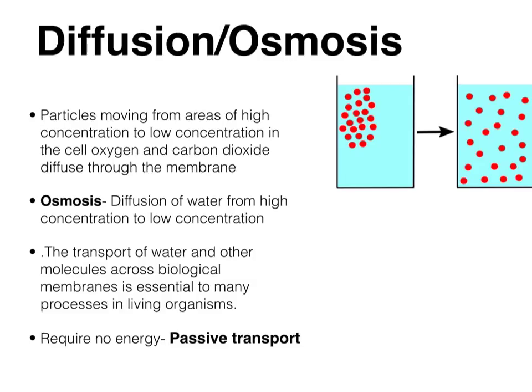So these are new words for you. And what diffusion is, it is a kind of behavior of particles. Particles will move from areas of high concentration to areas of low concentration. And you can actually do a little test with this. So particles move from areas of high concentration to low concentration.